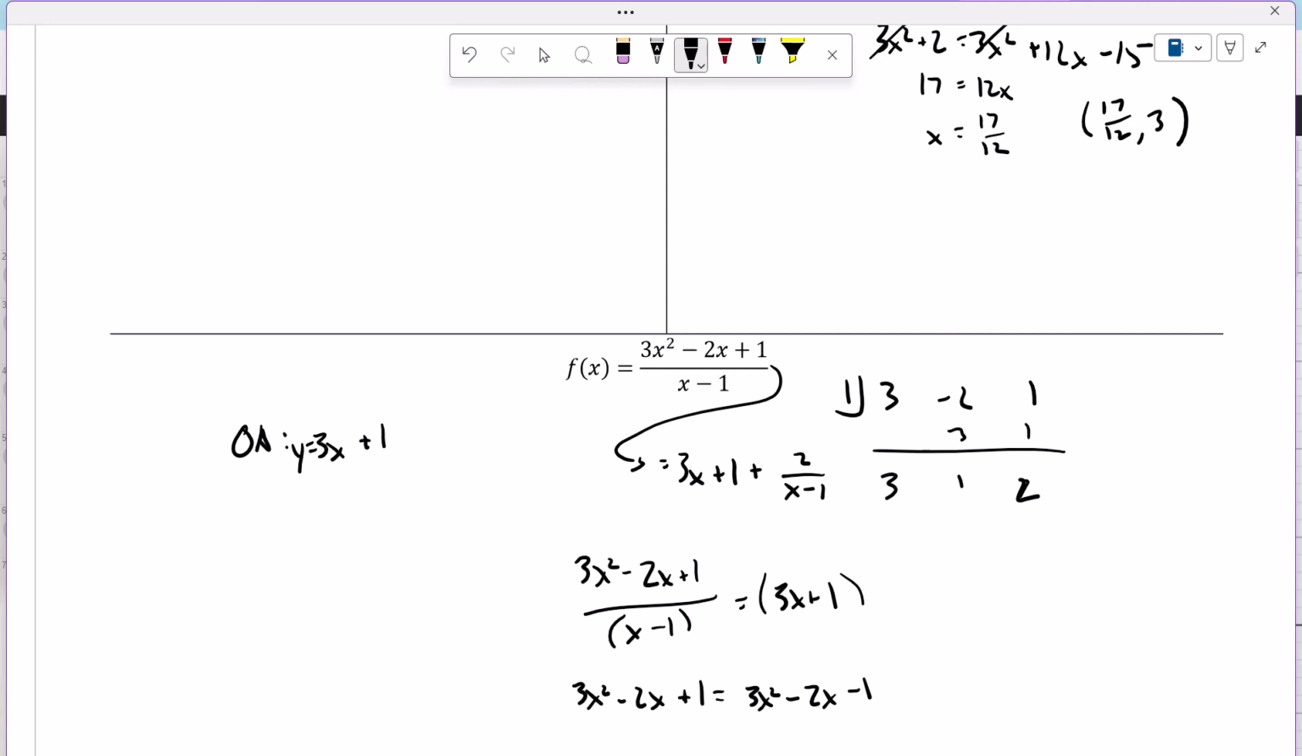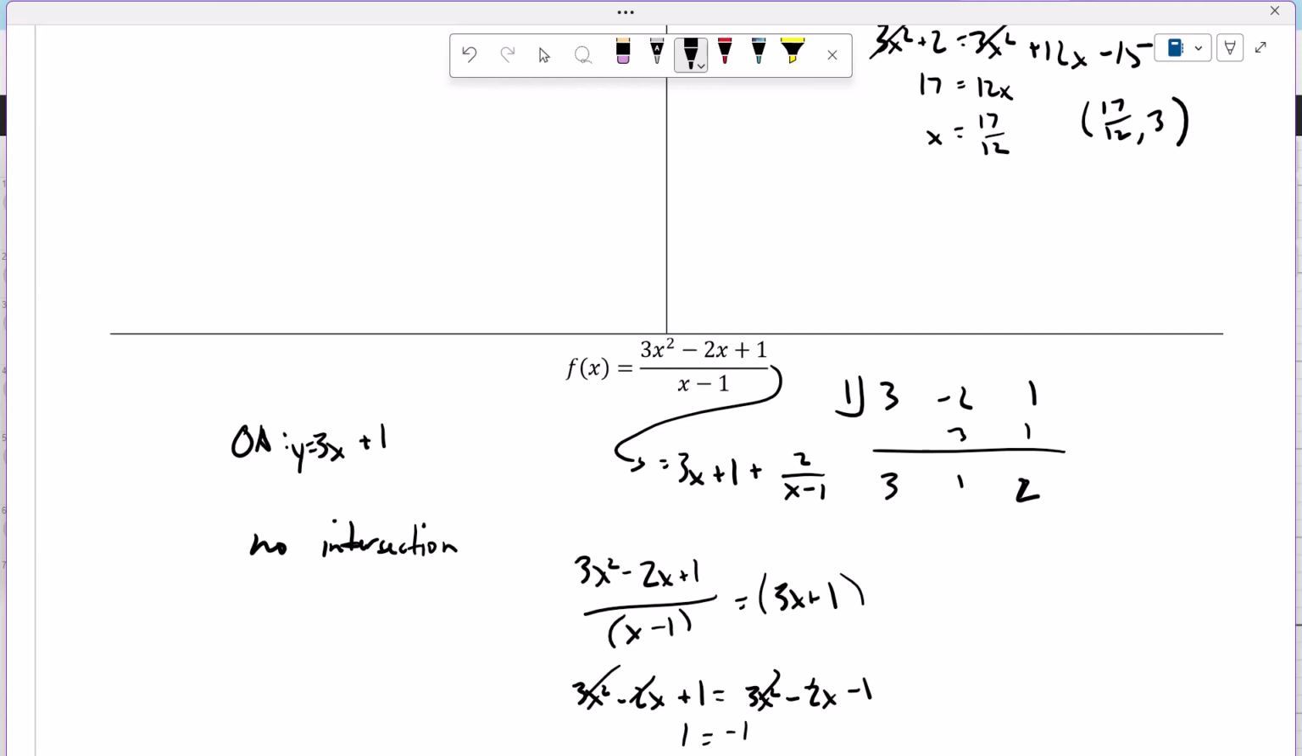Can we solve for x? We could, if there were any x's remaining. Yeah, we have 1 equals negative 1. Is that true? No. Okay, it's not true, which means it's not going to cross that oblique asymptote. No intersection. But could it? It could. I'm going to tell you it's unlikely, but it could.